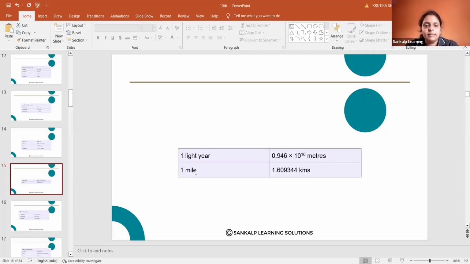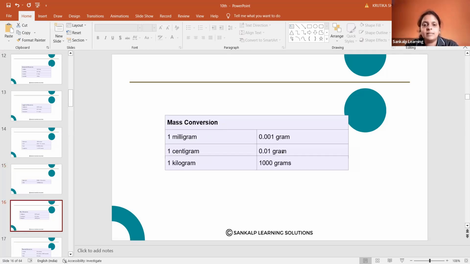Okay, then next 1 mile is equal to, so now we use kilometer, meter and all, but in earlier times they used miles. So 5 miles, 10 miles, like that they used to tell. So 1 mile is equal to how many kilometers? 0.944 kilometers. Then the mass conversion, very important again.